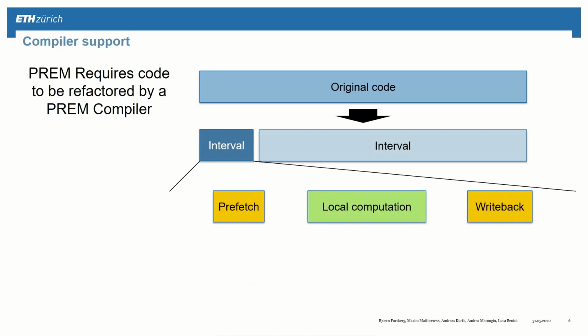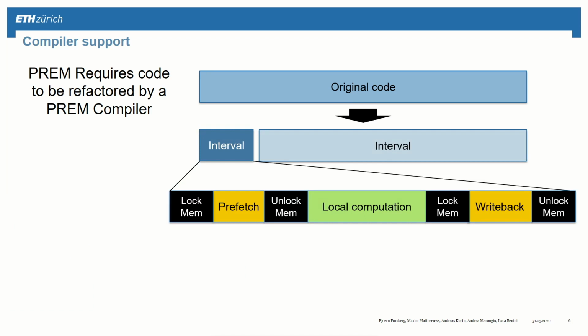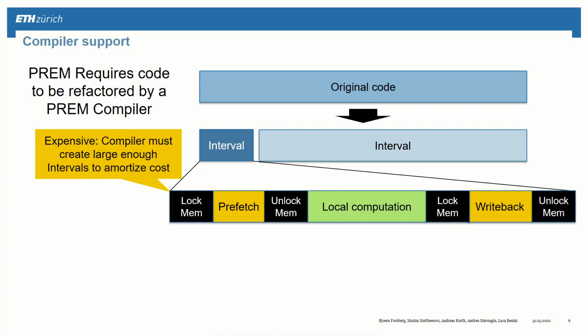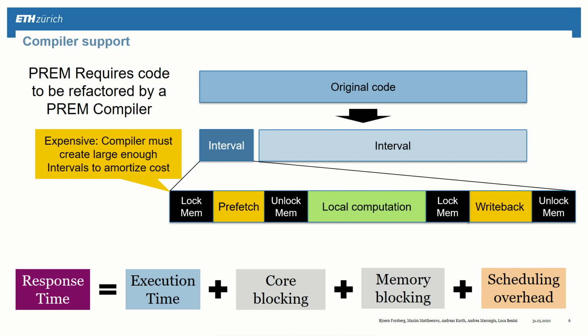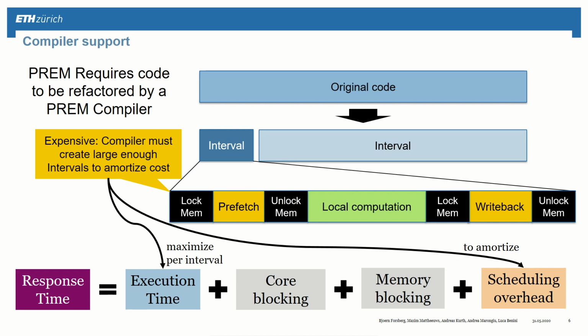Now, inside the compiler, this is transformed into the separate memory, here in prefetch and write-back phases, and the computation phase. And of course, for each of these phases, we require a scheduling decision because we need to take ownership of the memory hierarchy. This is of course not for free, and therefore the compiler tries to amortize this cost by selecting large intervals. Going back to our previous calculation for the response time, we maximize the per interval execution time to amortize the scheduling overhead.